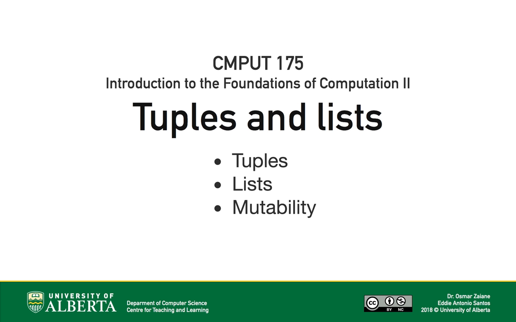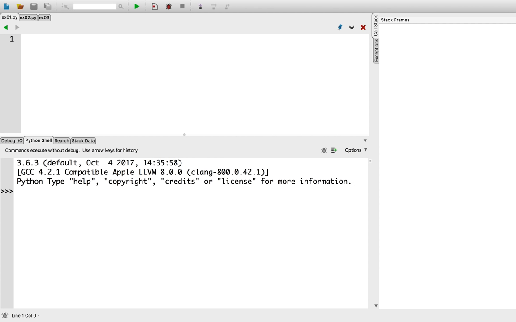In this video, we'll discuss some of Python's core collection types. These are types that allow us to aggregate multiple values together. Let's start with tuples. Tuples allow you to group values together in order.